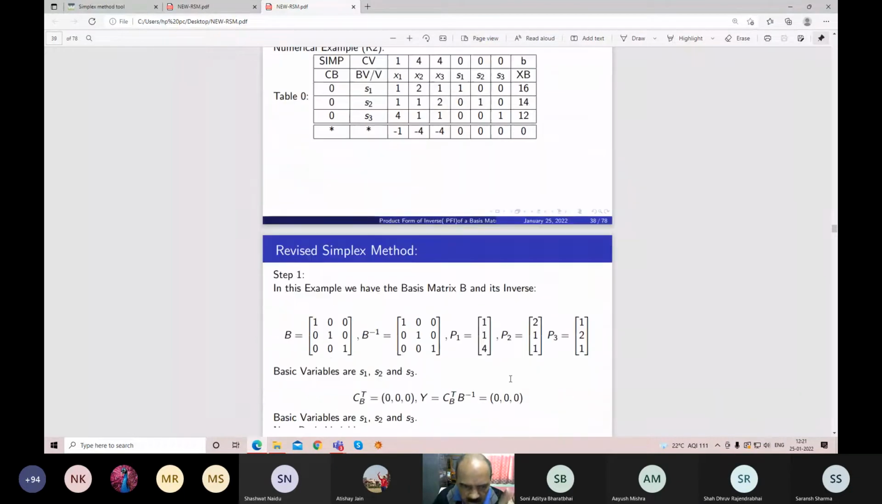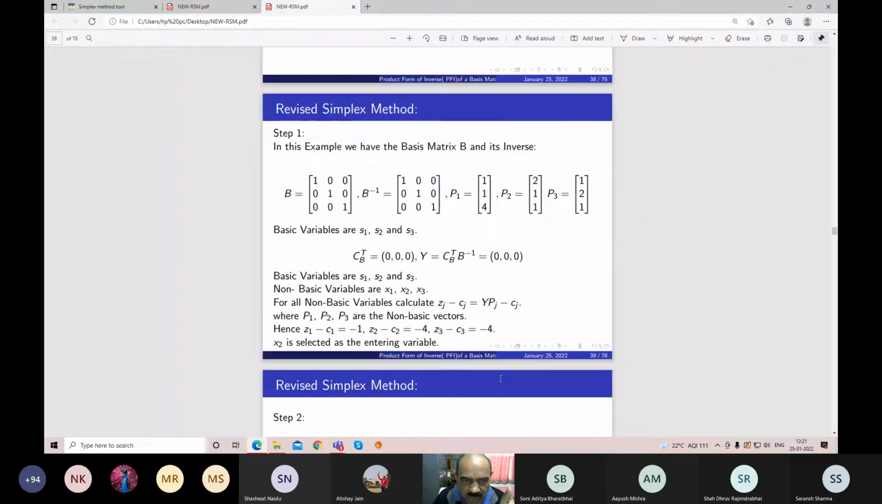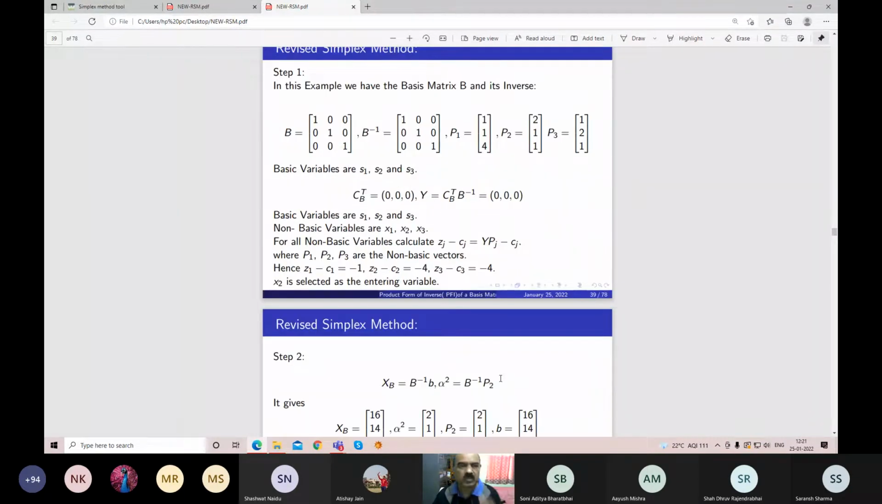Now I have told you something. This basis matrix is our B. I am naming the basis matrix B, and its inverse is B inverse. Initially, this is given. And P1, P2, P3 are 3 column vectors.